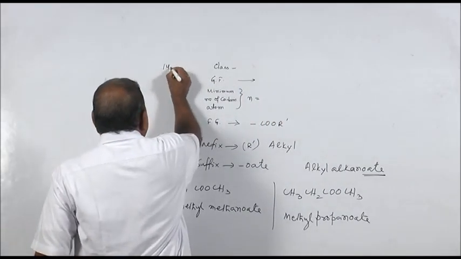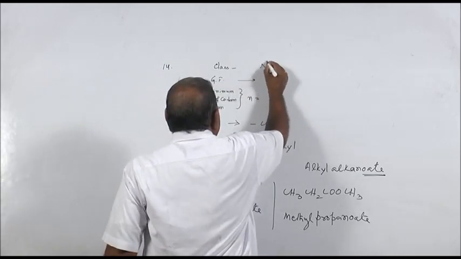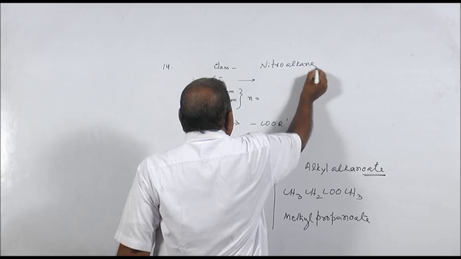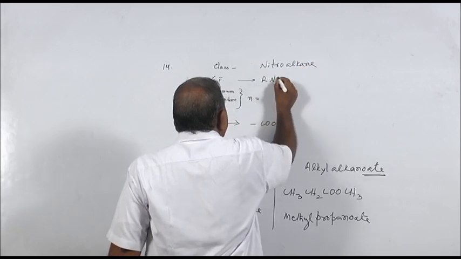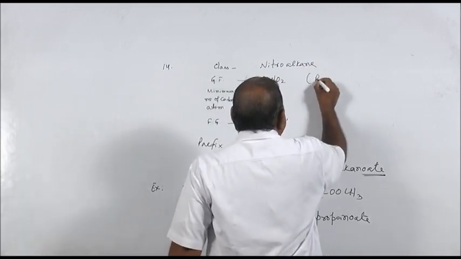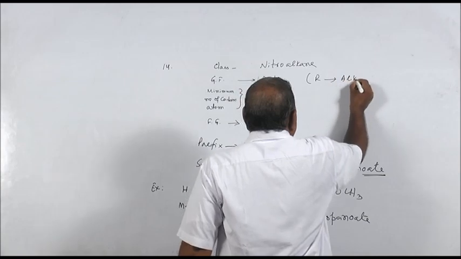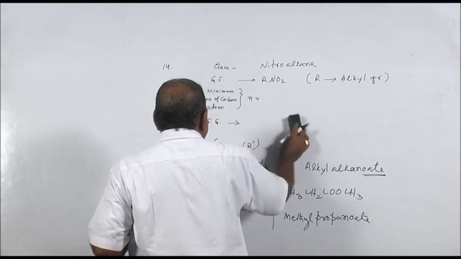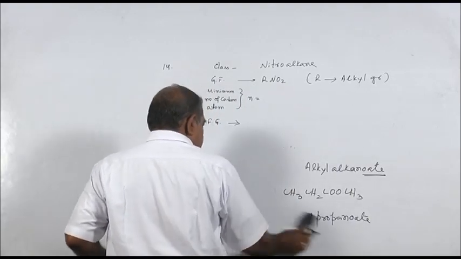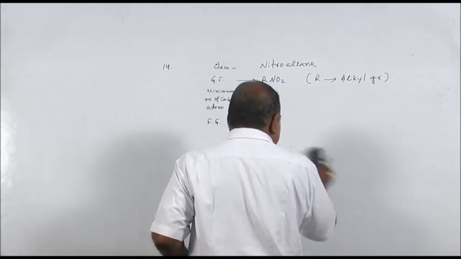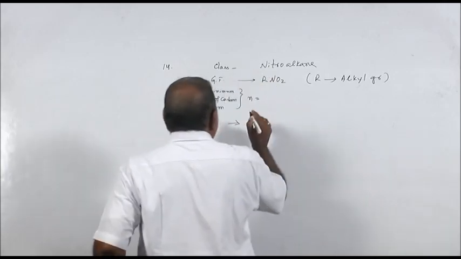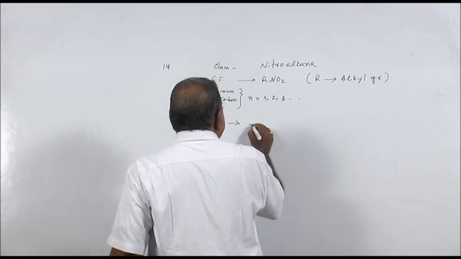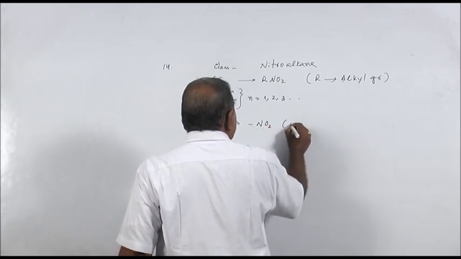Next is nitroalkane. Nitroalkane, general formula is RNO2. R stands for alkyl group. Now here the N value remains 1, 2, 3 like that. Functional group is NO2, that is called nitro group.